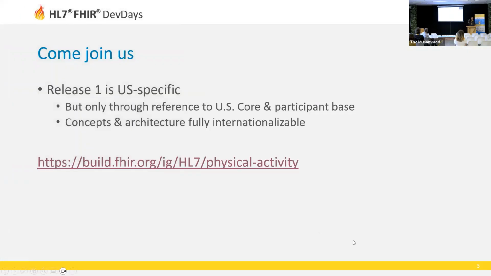So please do take a look at the guide, do provide feedback. We're expecting to publish our first official release after ballot sometime this summer, and then we'll be continuing to push for implementation, and would welcome feedback and engagement from all of you. Questions?